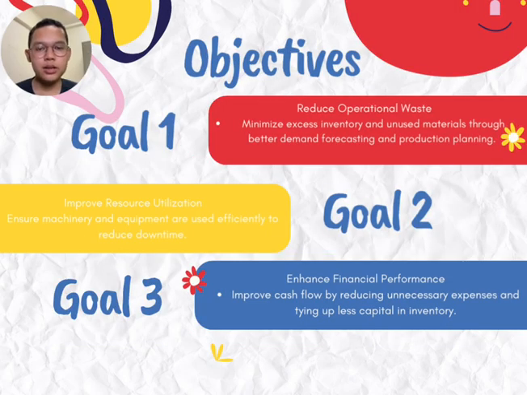Okay, next I will explain about the objectives of the cost reduction program. The first one is to reduce operational waste. This is to minimize excess inventory and unused material through better demand forecasting and production planning. And second is to improve resource utilization. This is to ensure machinery and equipment are used efficiently to reduce downtime.